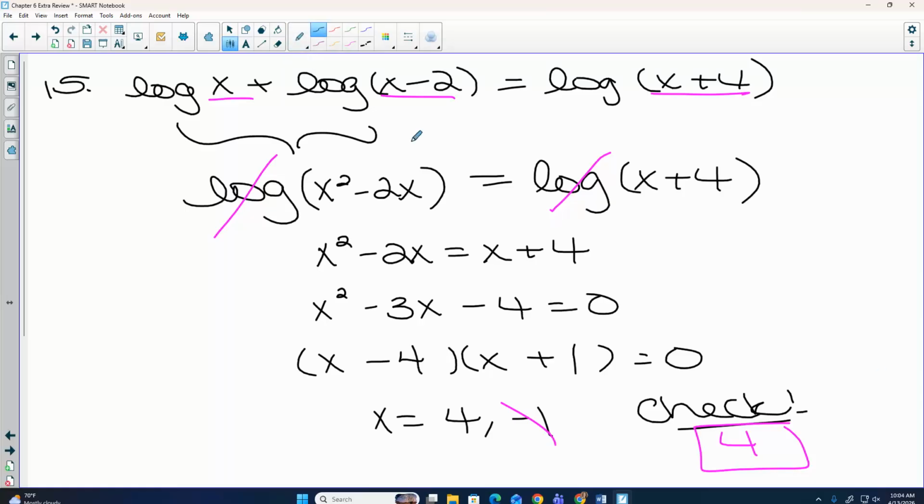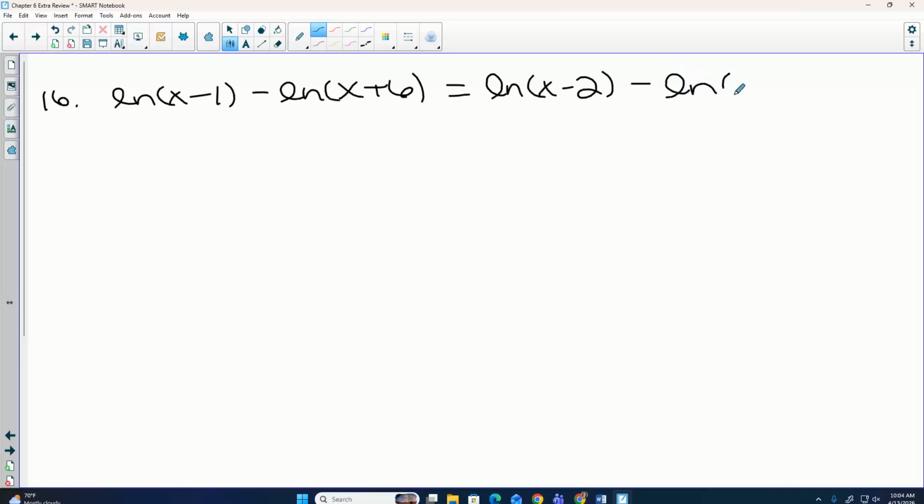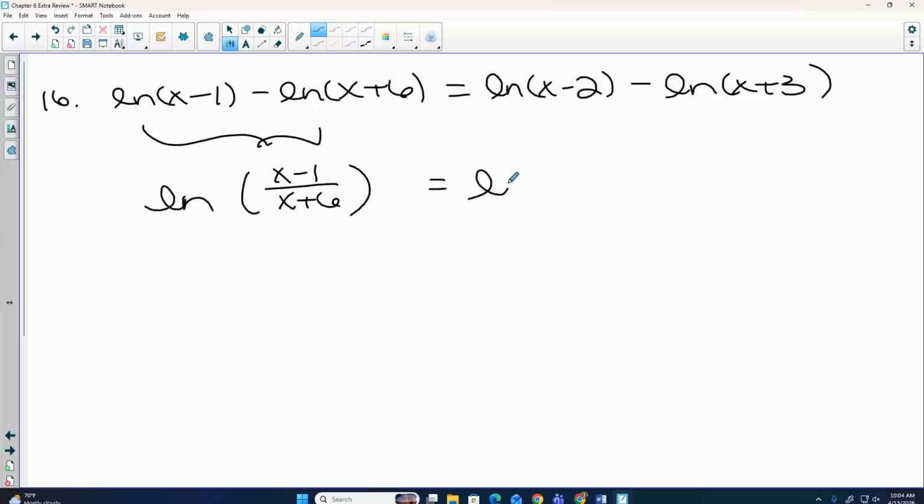So problem 16, where do I begin? Alright, so if logs are subtracted, how do I condense them? Okay, same thing on this side. Now I have one log on each side. What does that mean? Good.